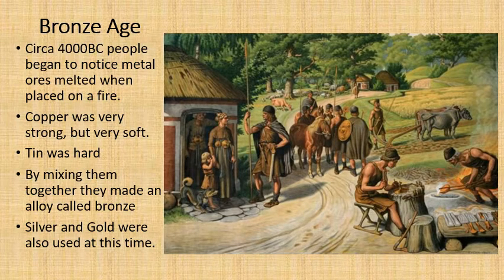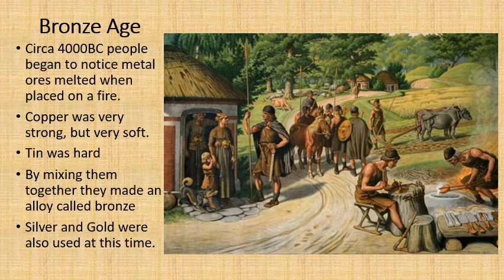Now, after the Stone Age, we move into what's called the Bronze Age. This is around the era of 4000 BC, so this is between the time of the prophet Moses and King David. Often the Stone Age people would have stones placed around their campfires, and they noticed that sometimes, when stones got really hot, this metal ore or golden liquid melted out of the rock.